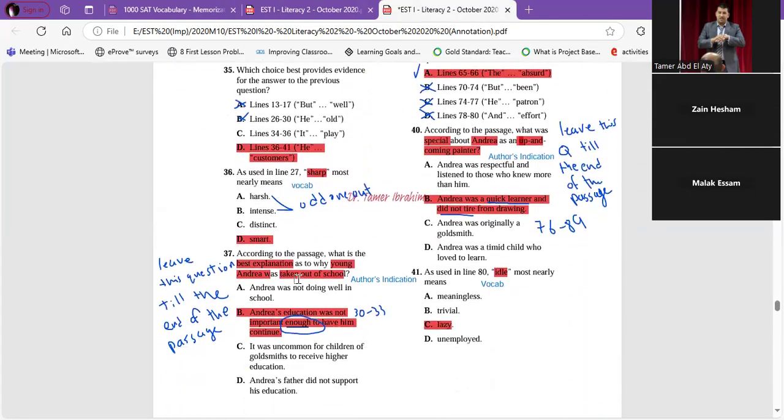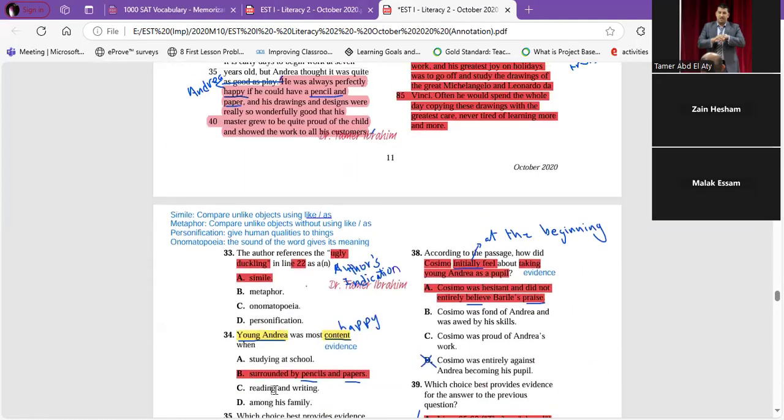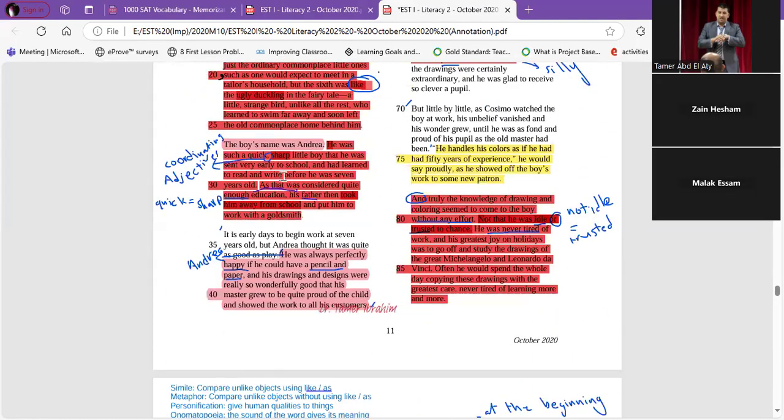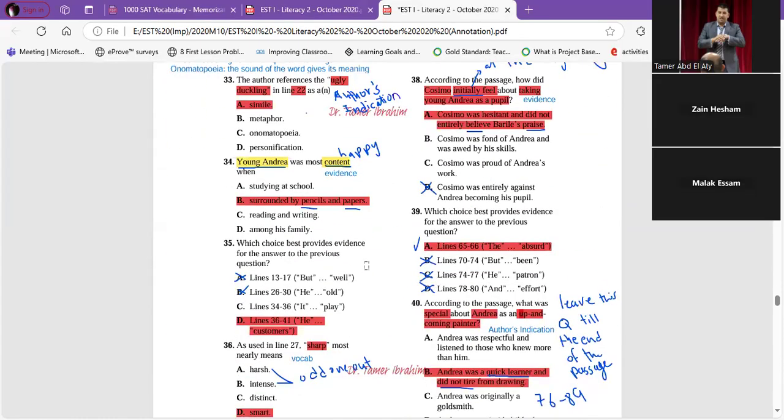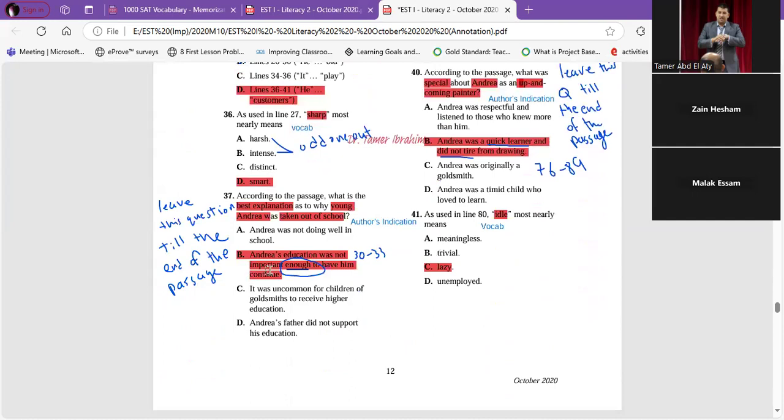Okay. So Andrea was not doing well in school? No, he was sharp and smart. Andrea's education was not important enough to have him continue? Yes, because it was considered that it's enough. It was uncommon for children of goldsmiths to receive higher education? No. Andrea's father is not a goldsmith, his father is a tailor. Andrea's father didn't support his education? Maybe, but how didn't he support his education, and he sent him early to school? No. So the answer is B.